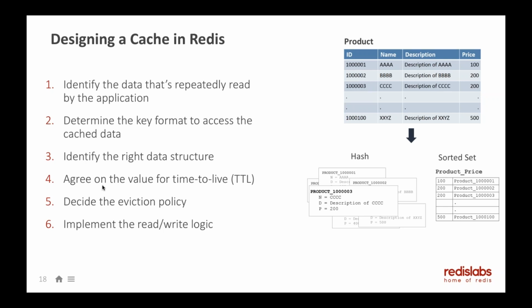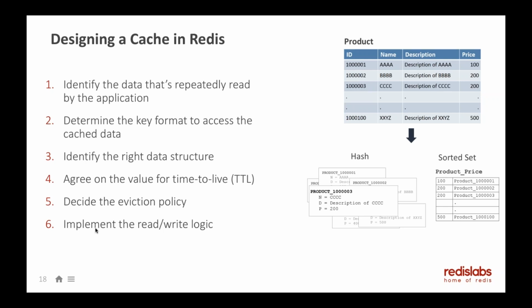The next thing is you need to have a time to live. The data in cache goes stale after a period of time. So you need to set a time to live, and you can do that in Redis. You can set a time to live, and after that, the key and the value just expires. It just vanishes. So you need to do that. And the 5th step is a very important step. It is that you need to decide on the eviction, or you need to have an eviction policy.